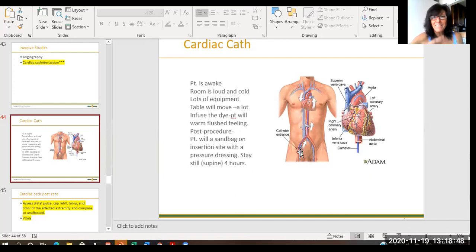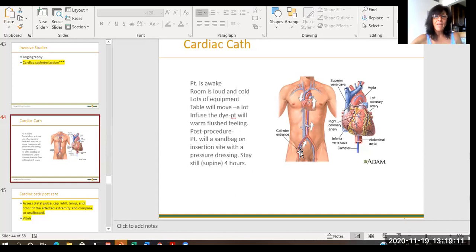And the patient has to stay supine. This is one of only two instances where we tell the patient, don't move. Don't move. The patient is going to remain supine about 4 hours after this procedure, not moving that particular leg. They can move their upper body a little bit, but don't move that leg. We don't want them to bleed.